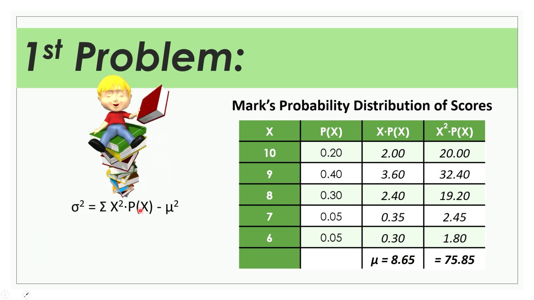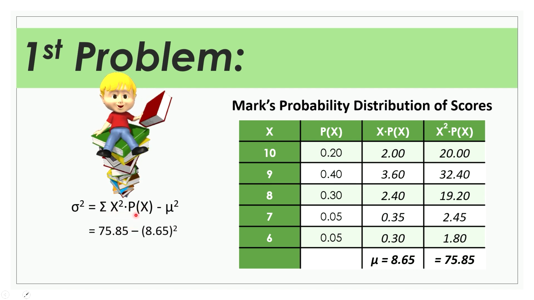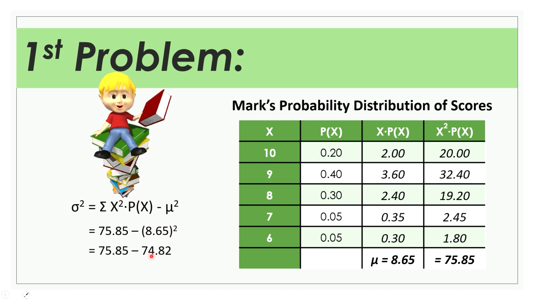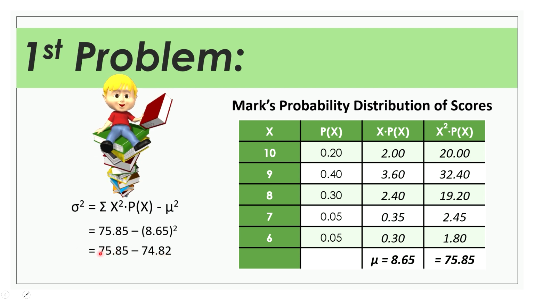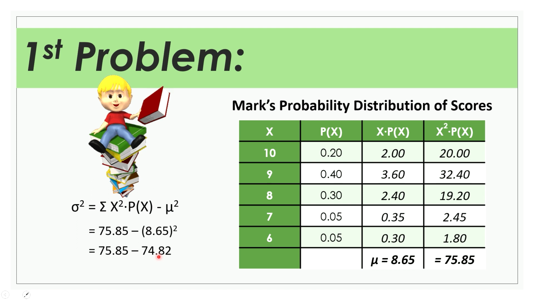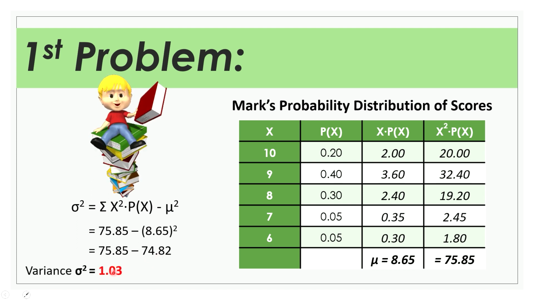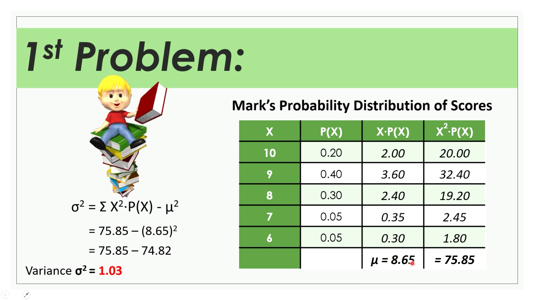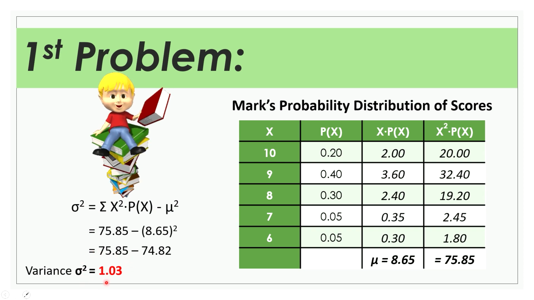So makukuha na natin yung ating variance. So by substituting the value of summation of x squared multiplied by p of x, so 75.85, and then yung value ng ating mean squared is 8.65 squared, which is equal to 74.82. So 75.85 minus 74.82 is equal to 1.03. So ito na yung value ng ating variance. So therefore, Mark's mean score is 8.65, and then yung kanyang variance ay 1.03.